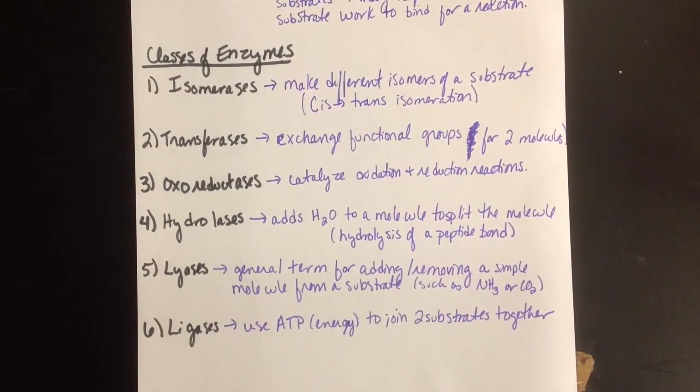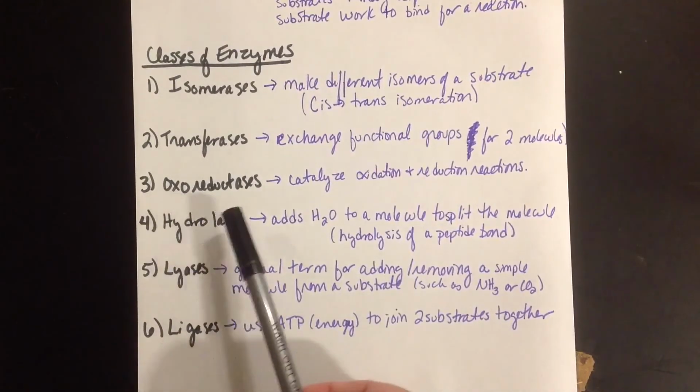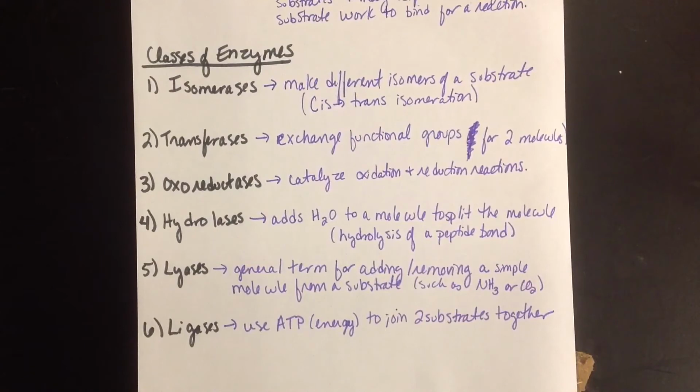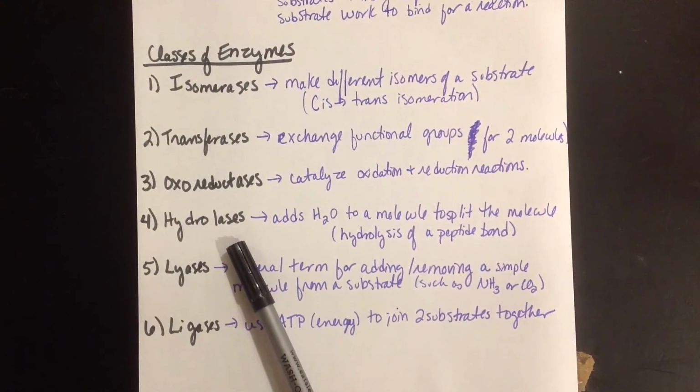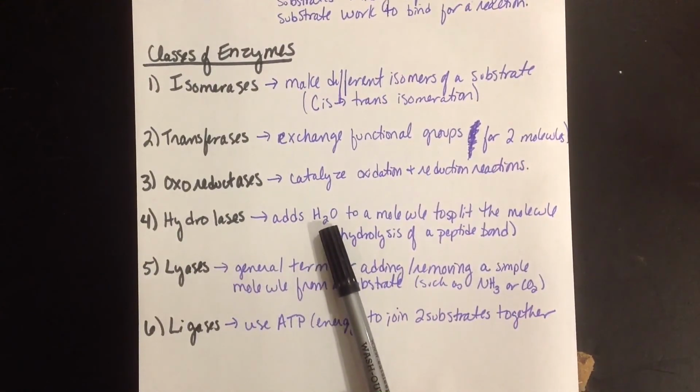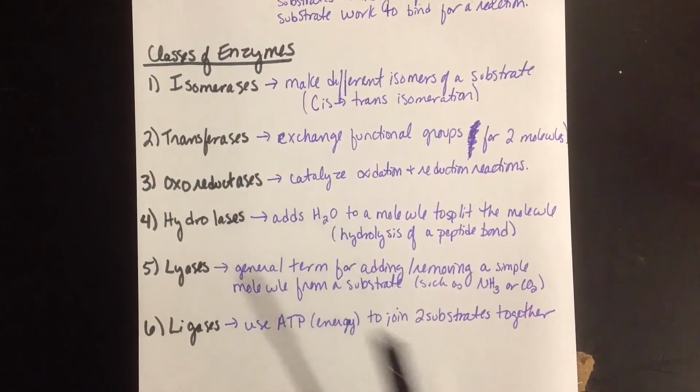Notice that all of these end in ase, or ases is a class of them, because these are enzymes, and enzymes have the last word ending in ase. Okay, next we have oxidoreductases. As you would imagine, these catalyze oxidation and reduction types of reactions. Next we have hydrolases. This is a type of enzyme that aids hydrolysis, or the addition of H2O to a molecule, and that typically splits the molecule in half, like hydrolysis of a peptide bond.